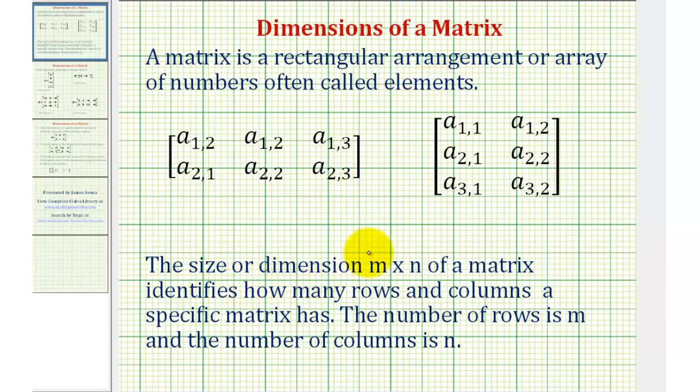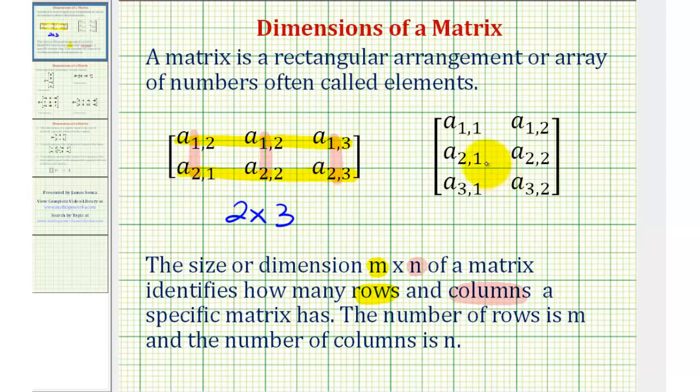The size or dimension, m by n, of a matrix identifies how many rows and columns a specific matrix has. The number of rows is m and the number of columns is n, where rows go left and right and columns go up and down. So looking at this first matrix, it has 1, 2 rows and 1, 2, 3 columns, and therefore the dimensions of this first matrix would be 2 by 3.